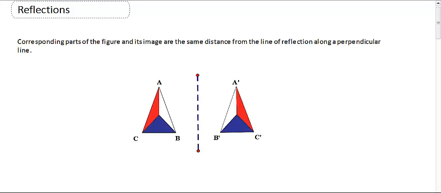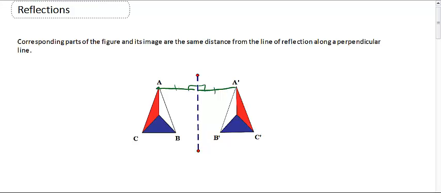Hello, today we're going to talk about reflections, which are defined to be any transformation where the corresponding parts of the figure and its image are the same distance from the line of reflection along a perpendicular line. So what this means is if I were to draw a line segment connecting the point on the figure and the line of reflection, that the length of that segment would be the exact same as a segment connecting the image point and the line of reflection.